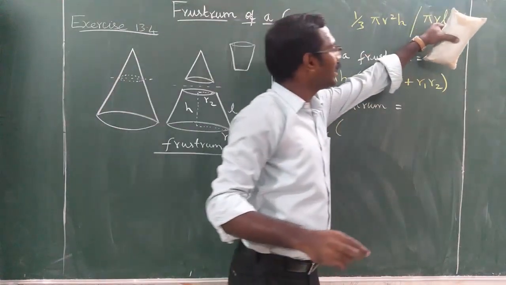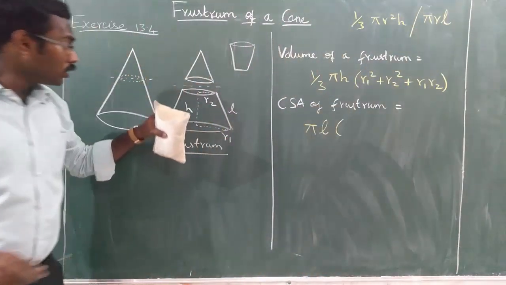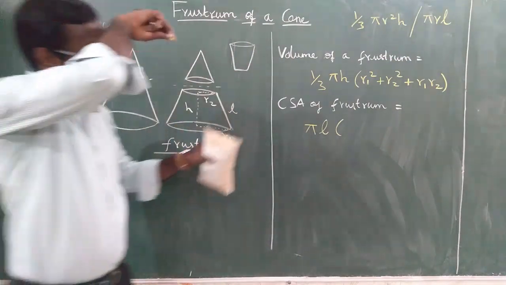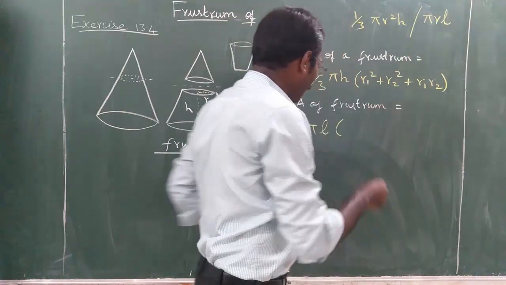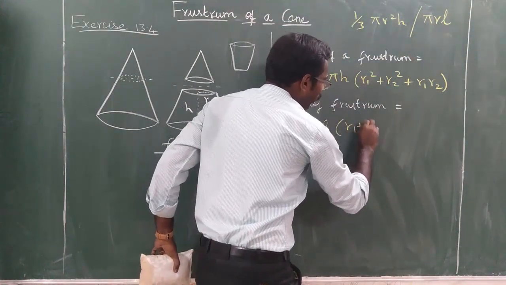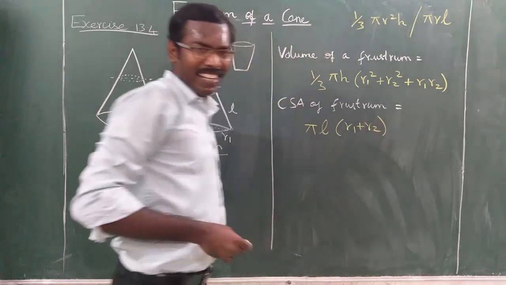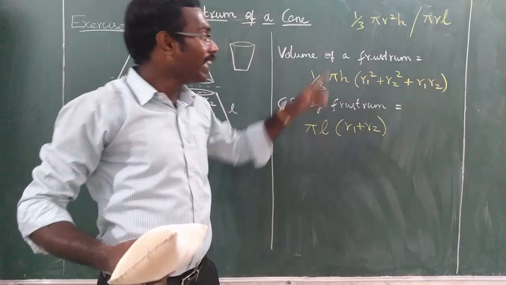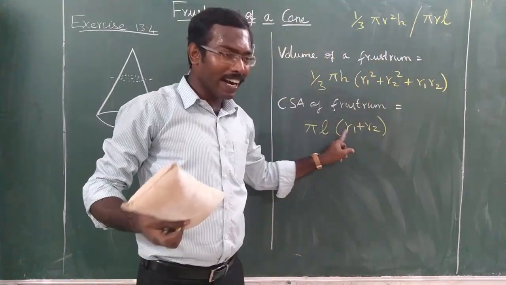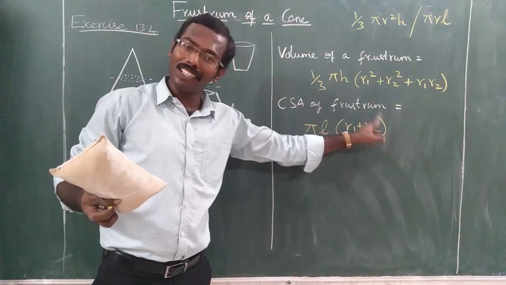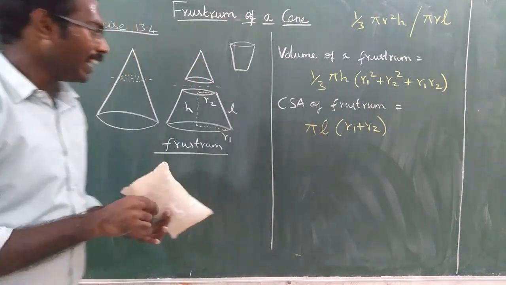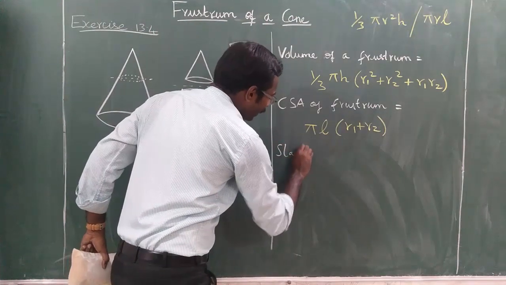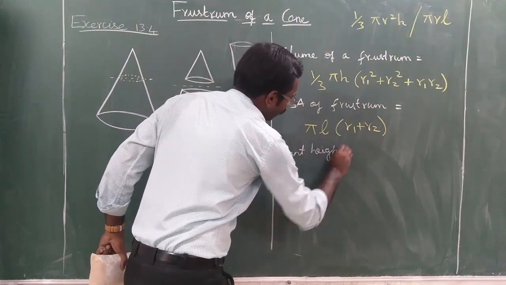But instead of a single radius, how many radii are here? Two radii are here, R1 and R2. Yes or no? So instead of writing R, we will write two radii now. R1 plus R2. That's all. Easy to remember, na? It is almost derived from the volume of cone only. Clear? Similarly, this L is the slant height, na? Slant height also is formed like that.